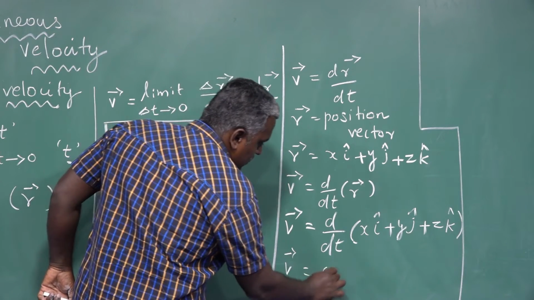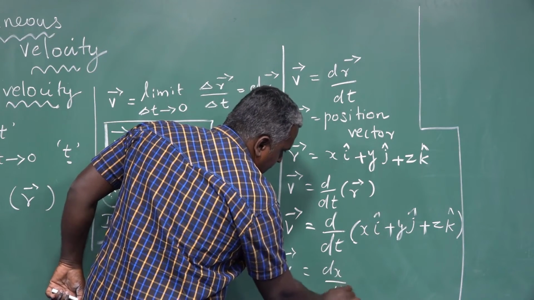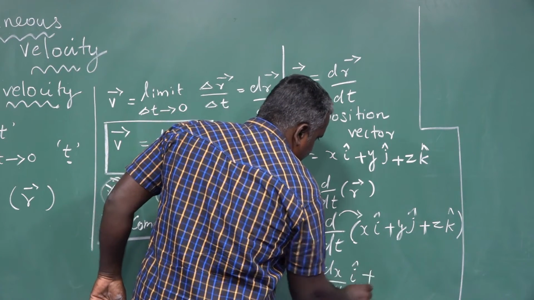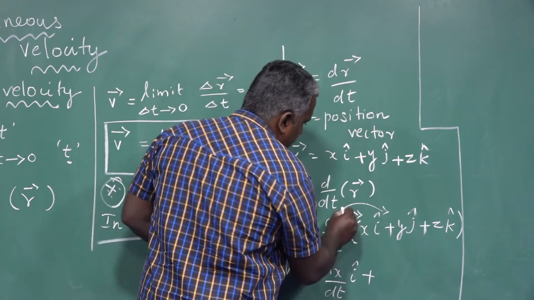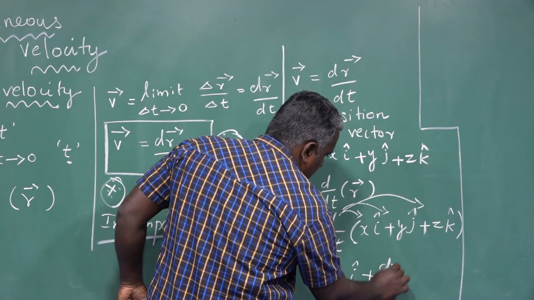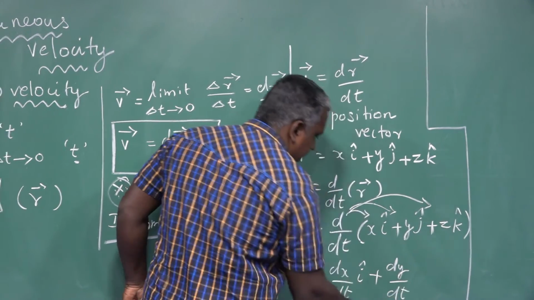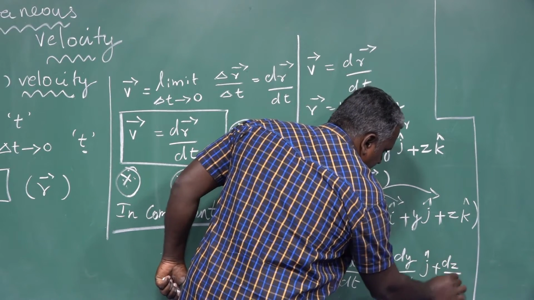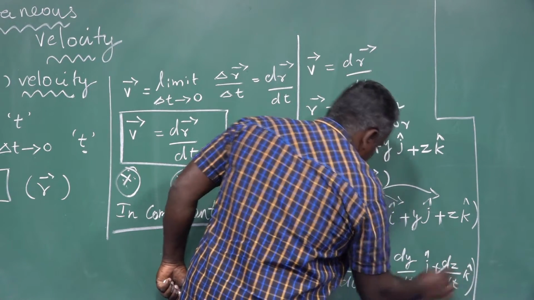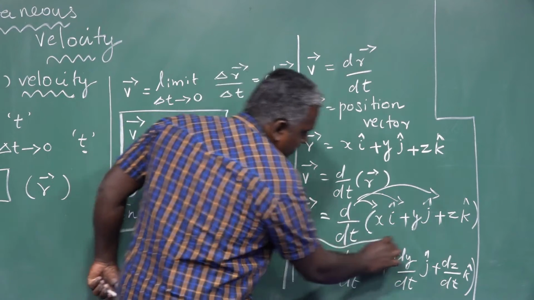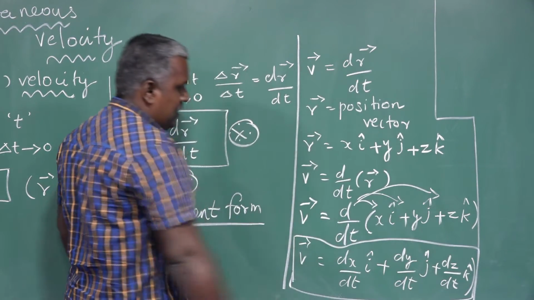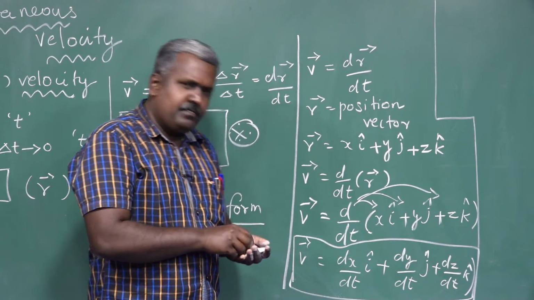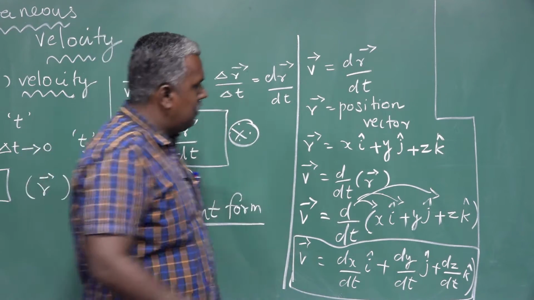Now, v vector is equal to dx by dt multiplied into i cap, plus dy by dt j cap, plus dz by dt k cap. This is another formula for velocity. See this?